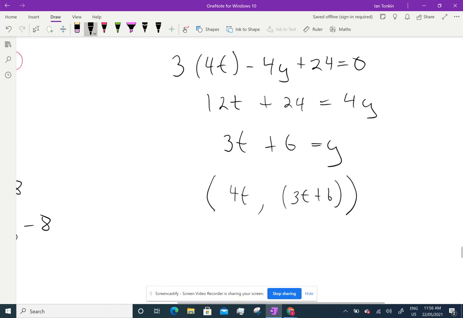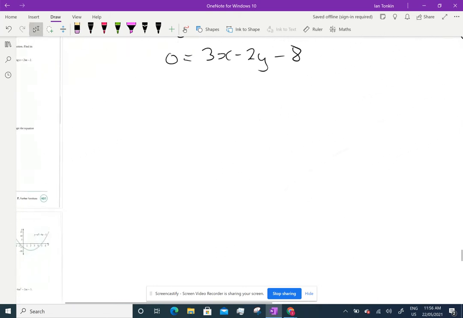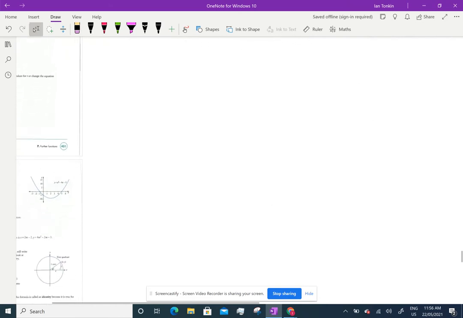Done. But they just write x and y. Now, they're linear. Linear are pretty easy. What about quadratic? So for quadratic, and remember, we only have to do linear, quadratic, and circles. So, quadratic.